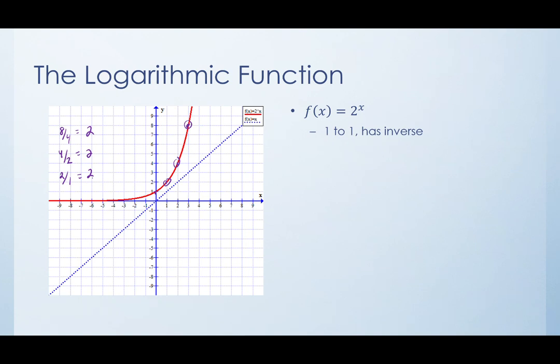So we've got this f of x equals 2 to the x. We know it's 1 to 1. We know it has an inverse. So if we write this, I've got y equals 2 to the x. If I'm going to swap my x's and my y's, then I would have x equals 2 to the y, right? And how do we solve for y? That's the question here.